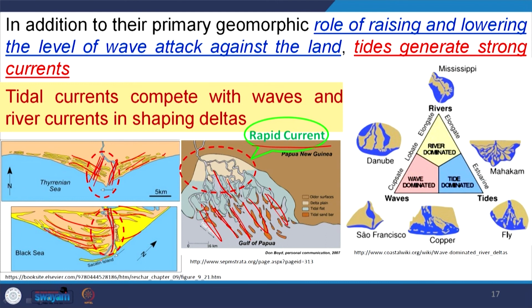If you see here, which is river, then wave, then tides. Looking at the shape of this delta, if it is a river dominated delta, we get the Mississippi delta, called the Bird's Foot delta. Similarly, in a tide dominated delta, we get landforms that are parallel to the tide, and a wave dominated delta looks like this. So, according to the dominance of a process, it will be river dominated or tide dominated, and similarly the landform changes.